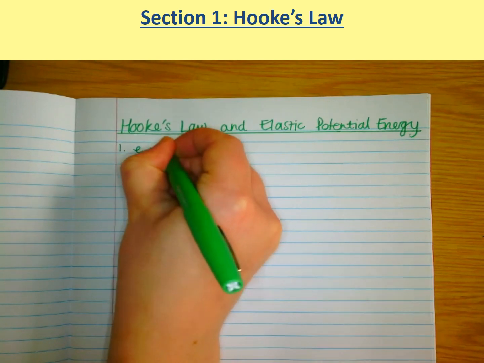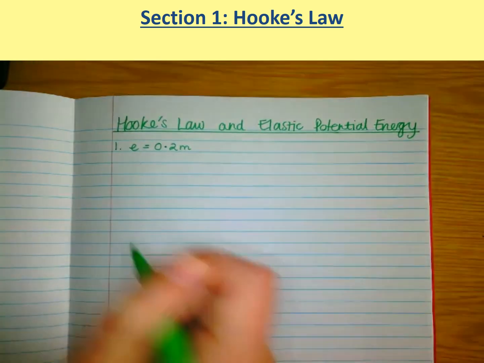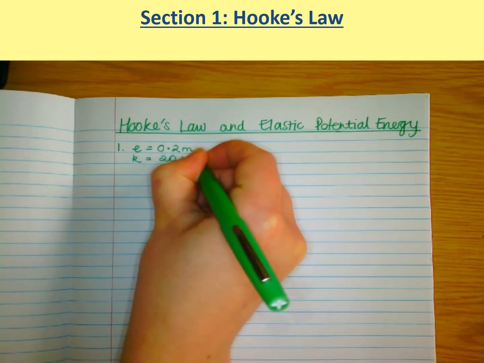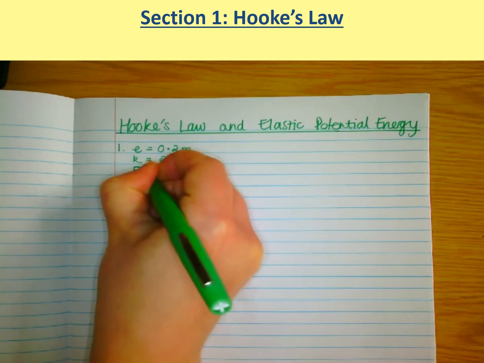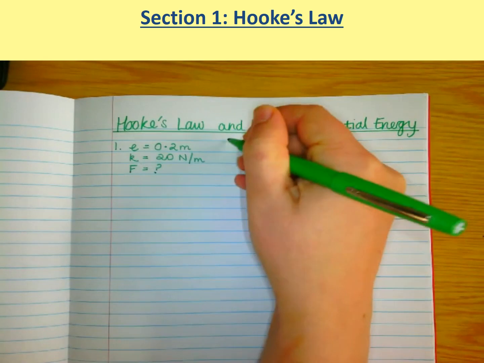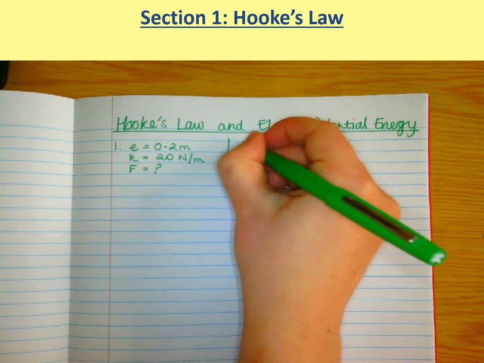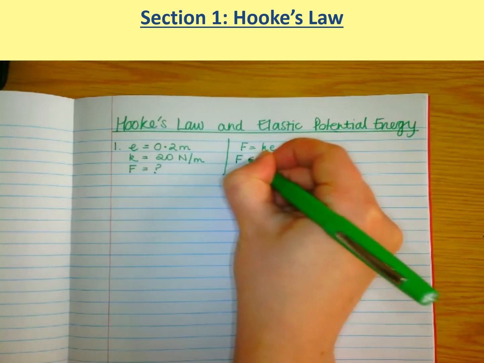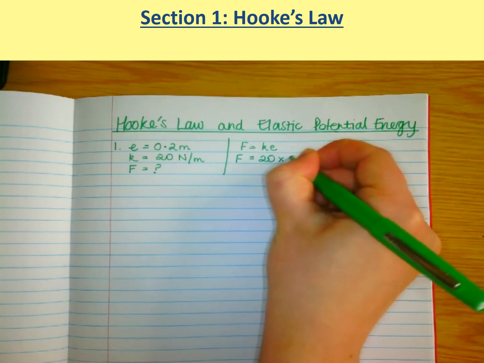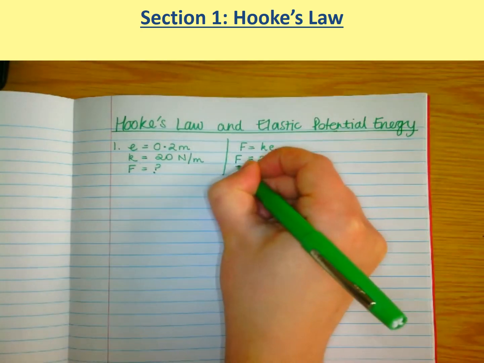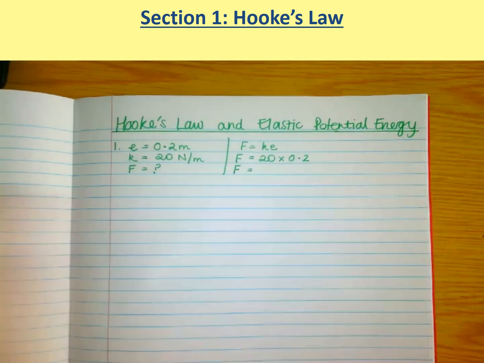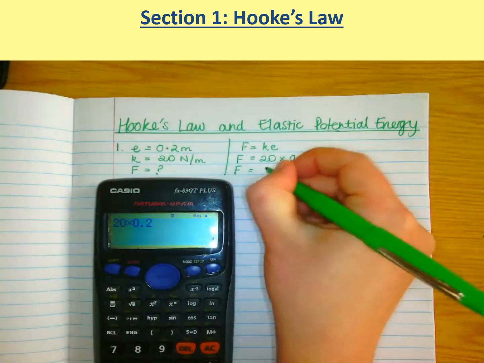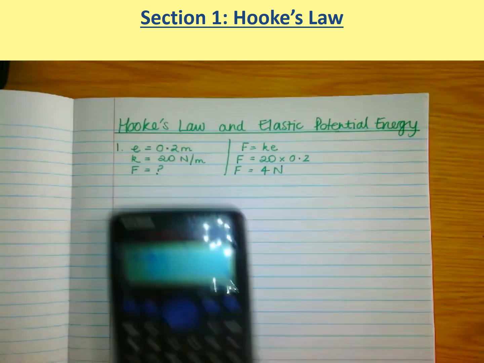So, question 1 says that the extension E is 0.2 metres, and it says that the spring constant K is 20 newtons per metre, and we are trying to find the force F, so F equals question mark. The next thing we do is write the equation at the top of the next slide, that the force is equal to the spring constant times extension. Force in this case is equal to 20 times 0.2, and on a calculator I will do 20 times 0.2, which is 4 newtons.